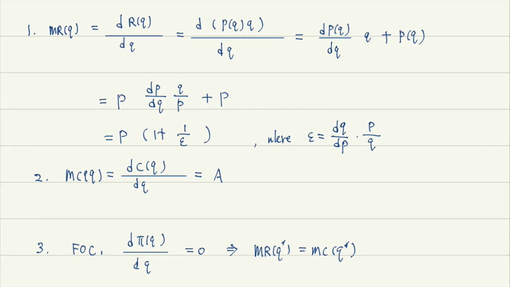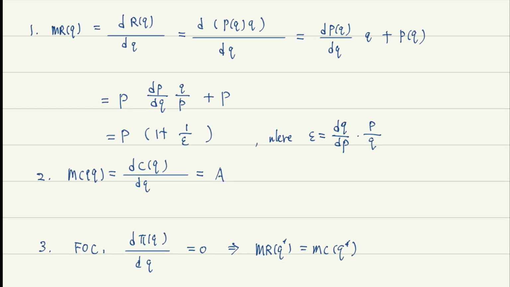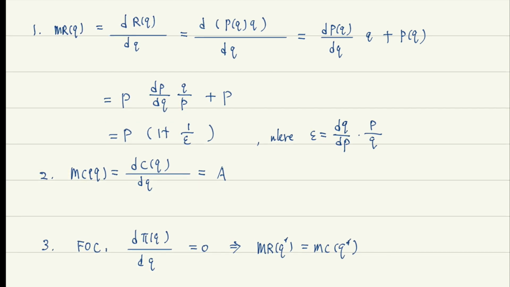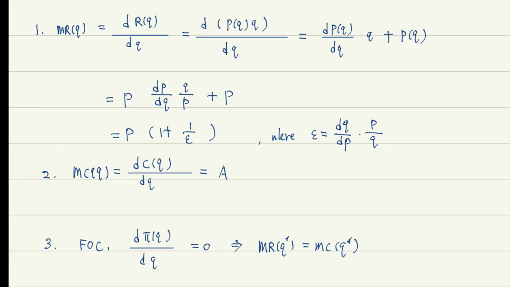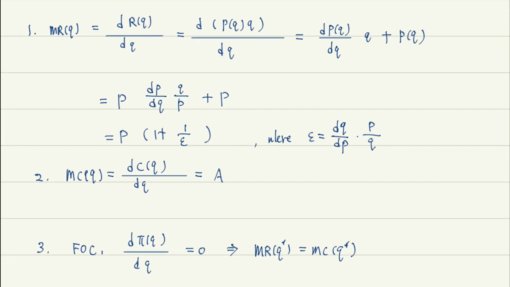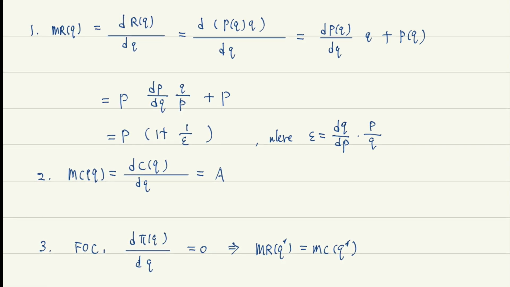Part 1 is about the revenue function and profit function of a monopolist. The revenue function of the monopolist is P times Q, where P is a function of Q. The marginal revenue function is the first derivative of the revenue function with respect to Q. Using the product rule and rearranging the terms, we can attain a function of price and price elasticity of demand.